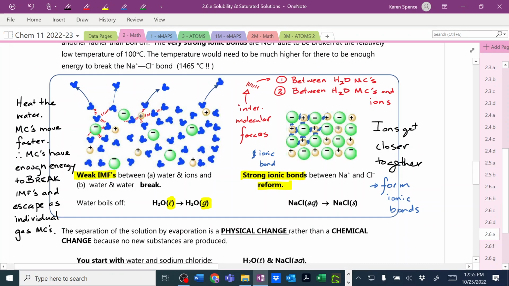So what is breaking when the water is evaporating? Intermolecular forces. The water is breaking away from the other waters and from the ions. So IMFs are breaking. What's forming? Ionic bonds are forming. What's breaking? Intermolecular forces. You know that if you say it with me, you will remember it more and you will do better on a test, right?